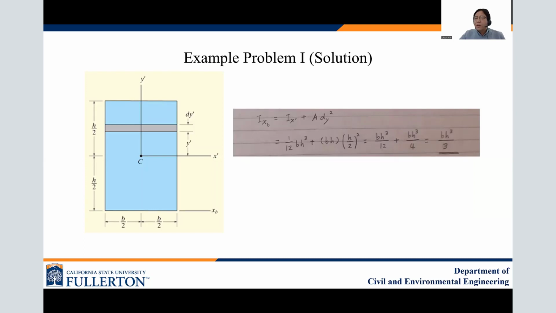This slide shows the solution of example problem 1. The moment of inertia about the xb axis is Ix prime, about the centroidal axis x prime, plus A dy squared. Ix prime is bh cubed divided by 12, plus the area of this rectangle, bh, times the distance between the parallel axes xb and x prime, which is h over 2. So there is h over 2 squared, which is h squared over 4, times bh. You add them, and then you get bh cubed over 3. That is the moment of inertia about xb.